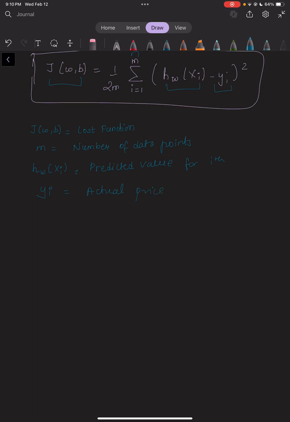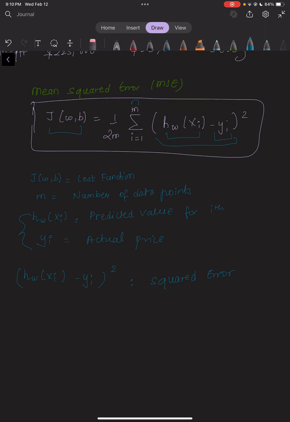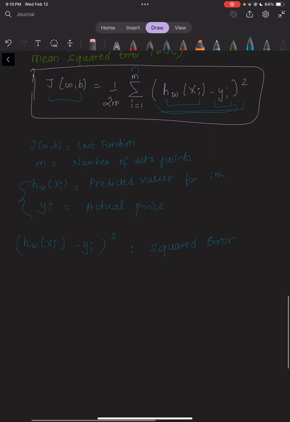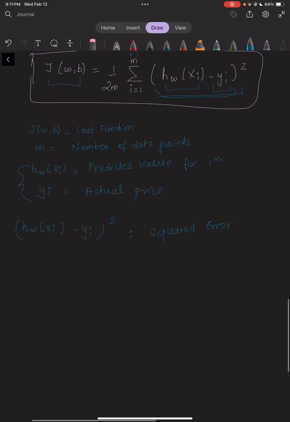Very simple, right? So when we combine these two and look at this whole thing, what is (h_w(x_i) minus y_i) squared? It is the squared error, like the term we talked about in mean squared error. So we already have the squared error part figured out, right? Now let's go to the mean part, which we have to figure out.